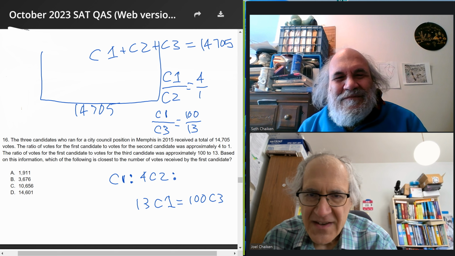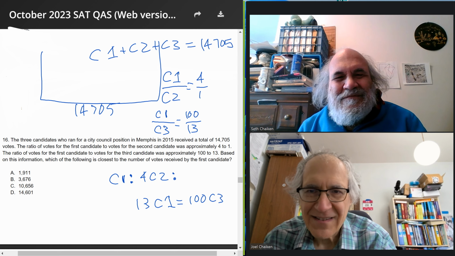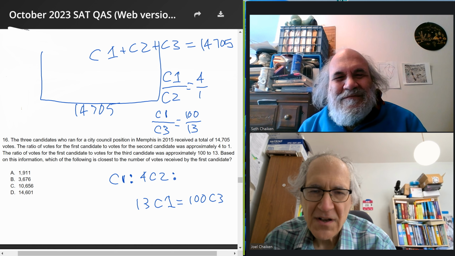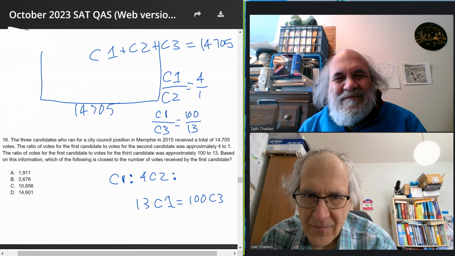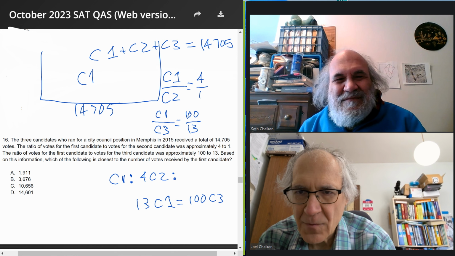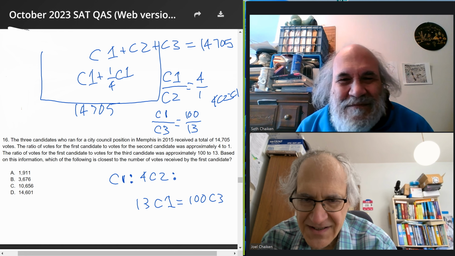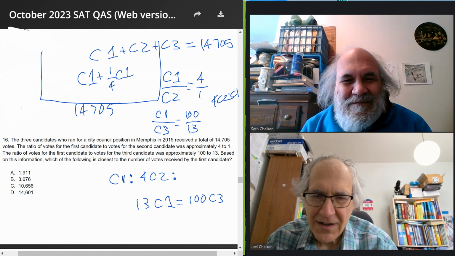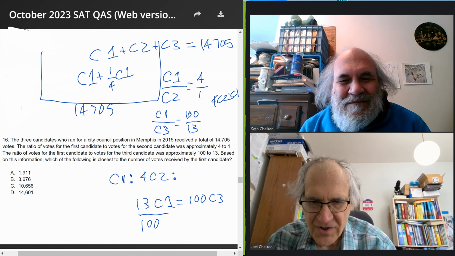So we have to write C2 and C3 in terms of C1. I have it right here. 4C2 is equal to C1, so C2 is a quarter of C1. So C1 plus a quarter of C1, because that's C2. And C3 is 13 over 100 C1.